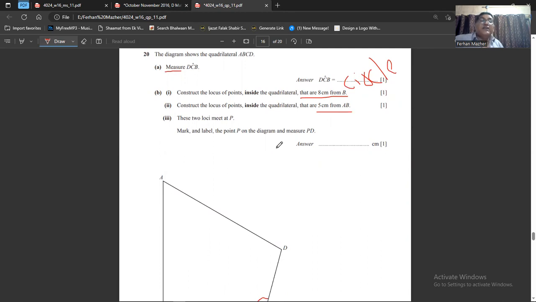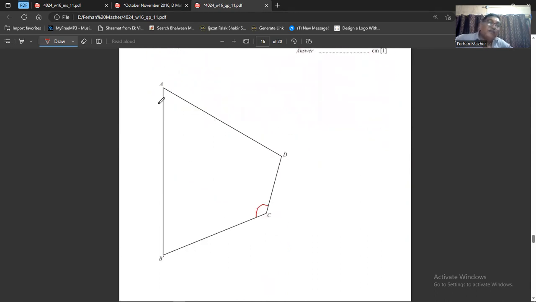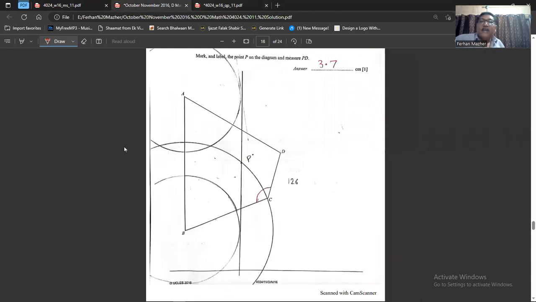Then they say construct the locus of the point inside the quadrilateral that are 5 centimeter from AB. So you have to remain at 5 centimeter from AB. For this purpose, we have to draw a line parallel to AB and at a distance of 5 centimeter. This is achieved by a very simple method. On the point A, you draw a circle of 5 centimeter radius. And on point B, you draw a circle of 5 centimeter radius. And then you draw a single line which is tangent to both. And automatically that line will be parallel to AB and it will be at a 5 centimeter distance.